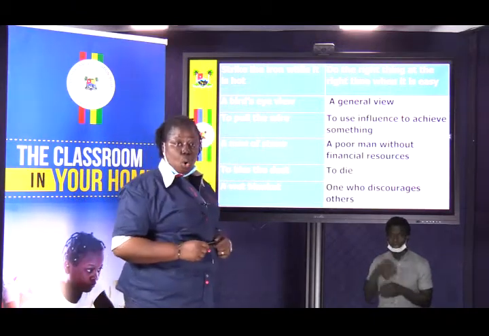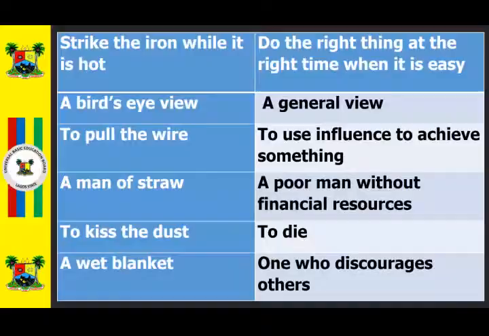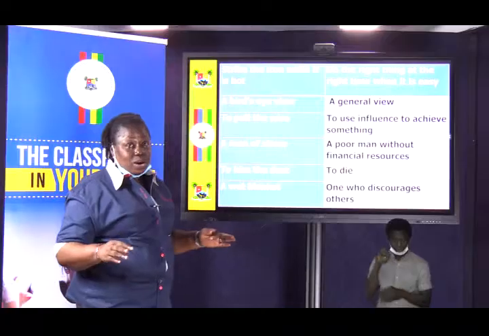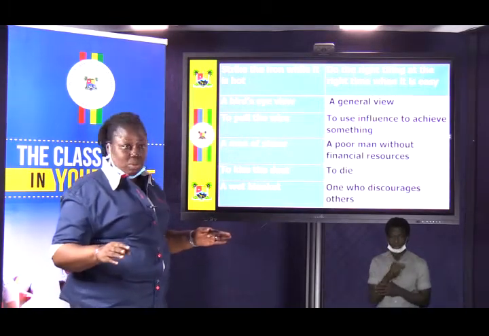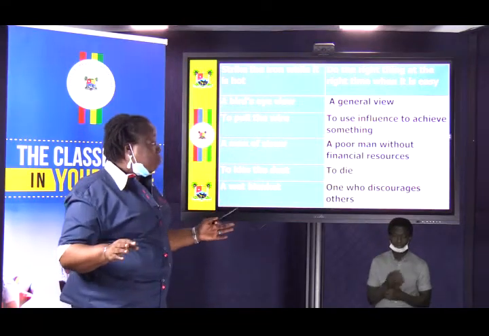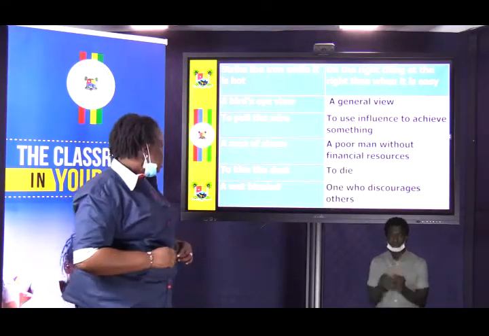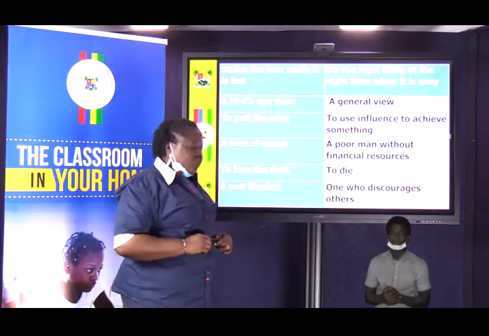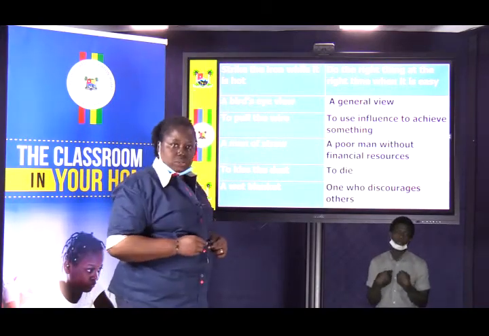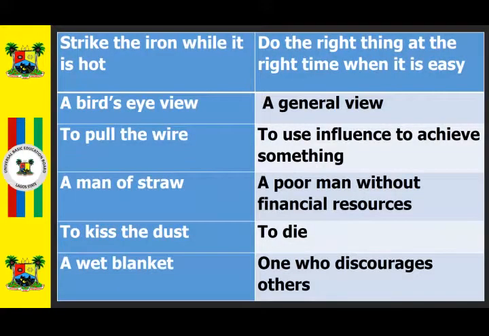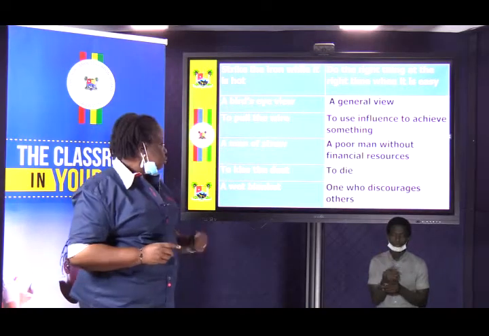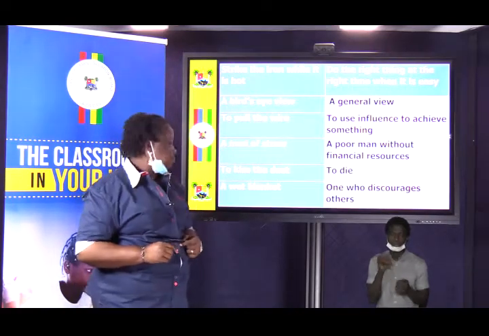A man of straw. A man of straw is a poor man without financial resources. I would say, oh, that man, he couldn't pay his house rent. He's actually a man of straw. It means the man is a poor man without financial resources. What if we have an expression like to kiss the dust? To kiss the dust means to die. Oh, my grandfather just kissed the dust. That means my grandfather just died.